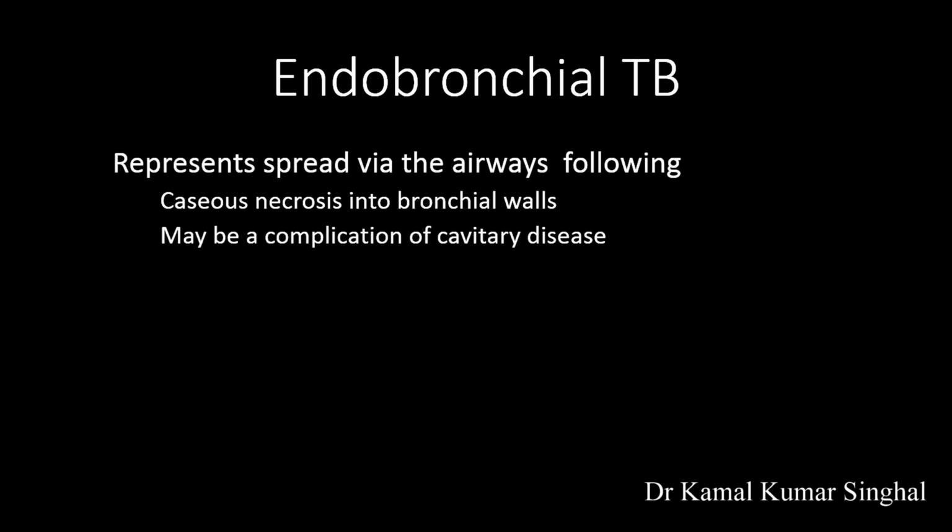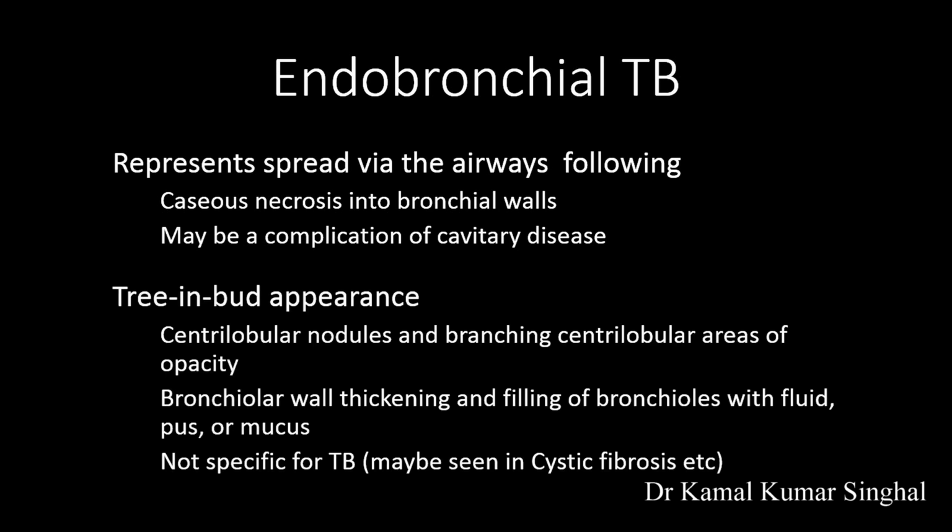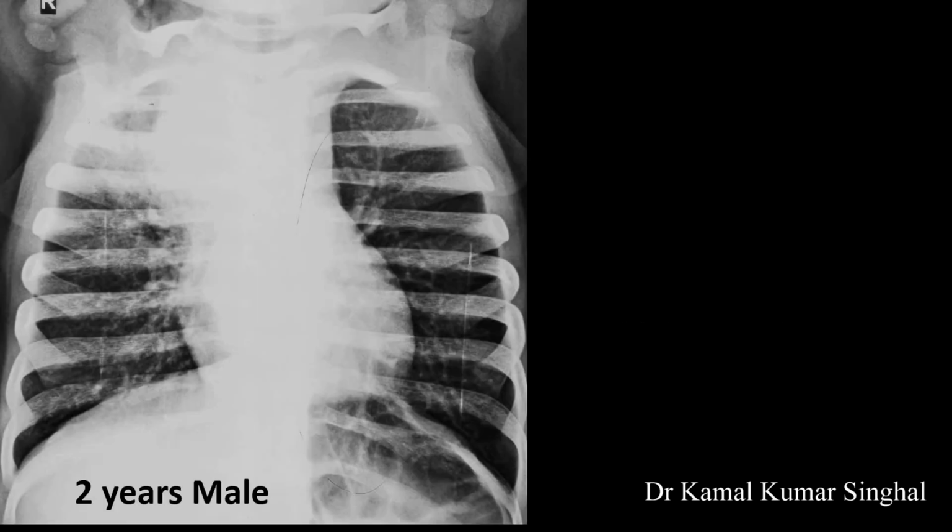So endobronchial TB represents the spread via the airways following either a caseous necrosis into the bronchial wall, or it may be a complication of cavitary disease. There may be a tree in bud appearance, and this is created by the centrilobular nodules and branching centrilobular areas of opacity. And this is basically due to the bronchial wall thickening and filling of bronchioles with fluid, pus or mucus. This finding is not specific for tuberculosis. It may be seen in conditions like cystic fibrosis, etc.